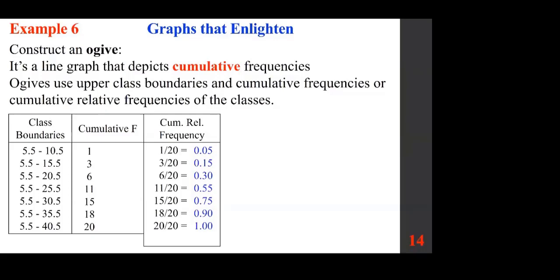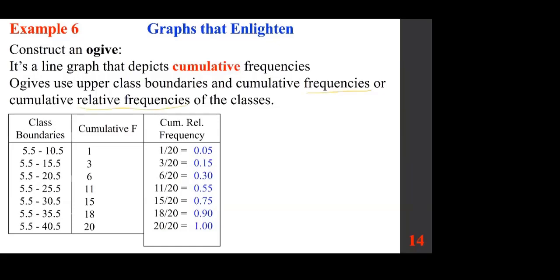So construct an ogive. It's a line graph that depicts cumulative frequencies. So ogive goes with cumulative frequencies. And ogives use upper class boundaries and cumulative frequencies or cumulative relative frequencies of the classes. What do we mean by that? The lower boundary of the first class, okay, so you have your horizontal line, you have your vertical line. Your horizontal line are the boundaries, end of the story. What about the vertical? The vertical line is either the frequencies or relative frequencies.